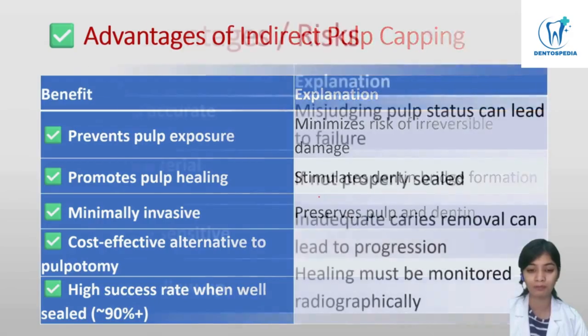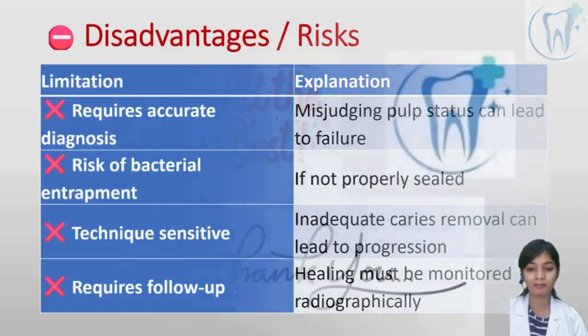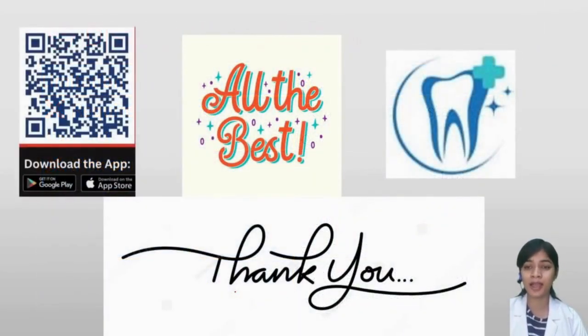Now, some of the disadvantages: it requires accurate diagnosis. If you misjudge the pulp status, it can lead to failure. Risk of bacterial entrapment can be there if not properly sealed. It is also technique sensitive and requires regular follow-up, so healing must be monitored radiographically. So this was indirect pulp capping.